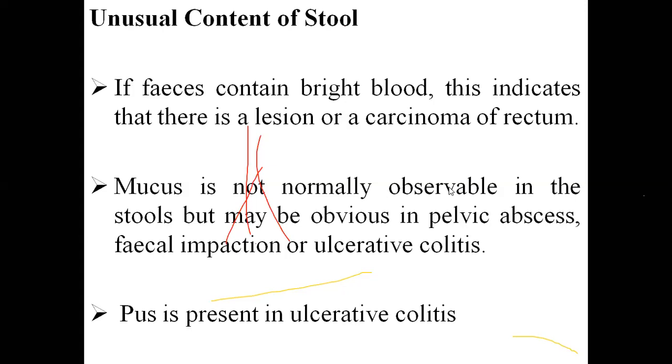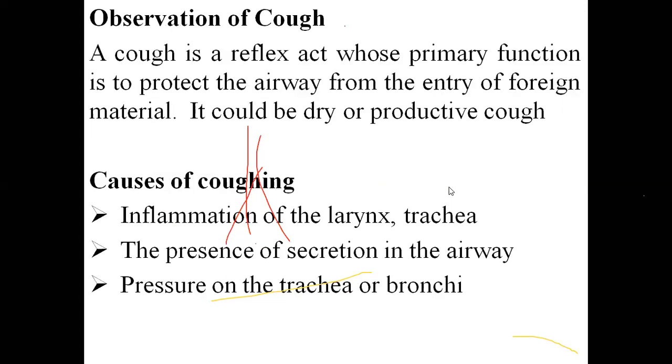Then mucus is not normally observable in the stool, but may be obvious in pelvic abscess or fecal impaction, or when you have ulcerative colitis. When you see mucus in the stool, it should be telling you that there is an abscess either in the pelvic, maybe the fecal matter is impacted somewhere, or there is ulcerative colitis. So you should be able to notice all these unusual things in the stool and what they mean. And pus can be present in ulcerative colitis too, when the colon has been eroded. There is every possibility that it could bring out pus. That is for the colon and the rectum.